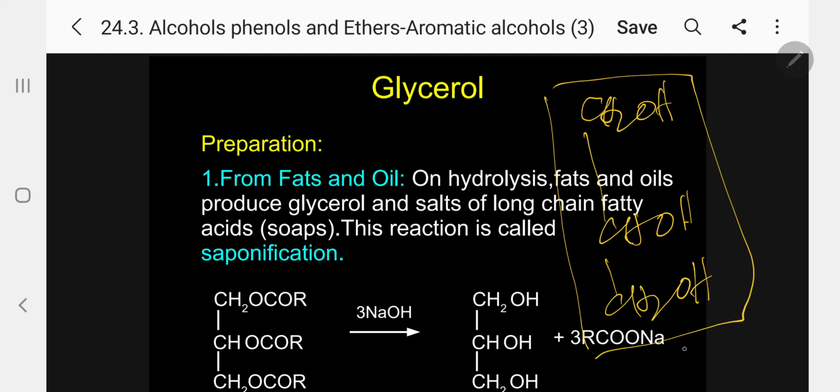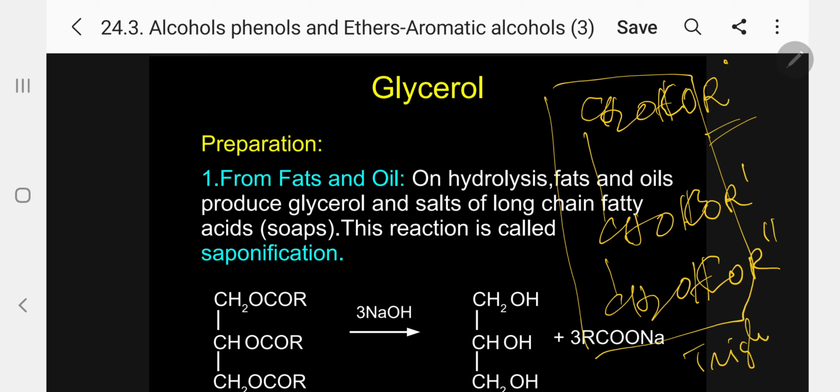This is called triglyceride. Suppose instead of H, if I add COR1, COR2, COR3, three different R groups, where R can be some 30 to 40 carbon atoms, long chain carbon atoms. So this is called triglyceride. Please follow. Triglyceride is nothing but fat.